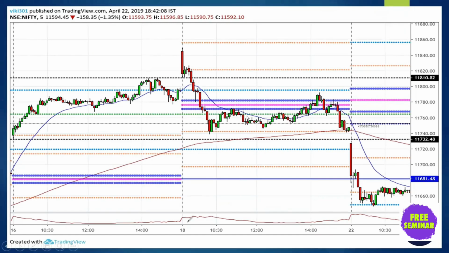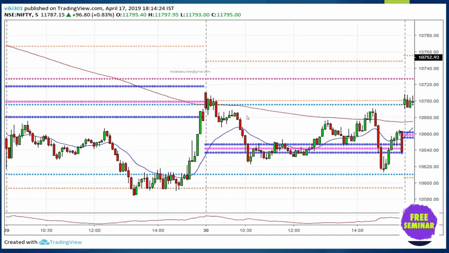Look at this 18th. It opened with a huge red candle, but what I said, don't short until previous day high is broken. The fifth candle has broken the previous day high. Now you can short, take profit at the CPR. So this is the evening star pattern. It opens with a gap up, wait till PDH is broken, then you can go short.